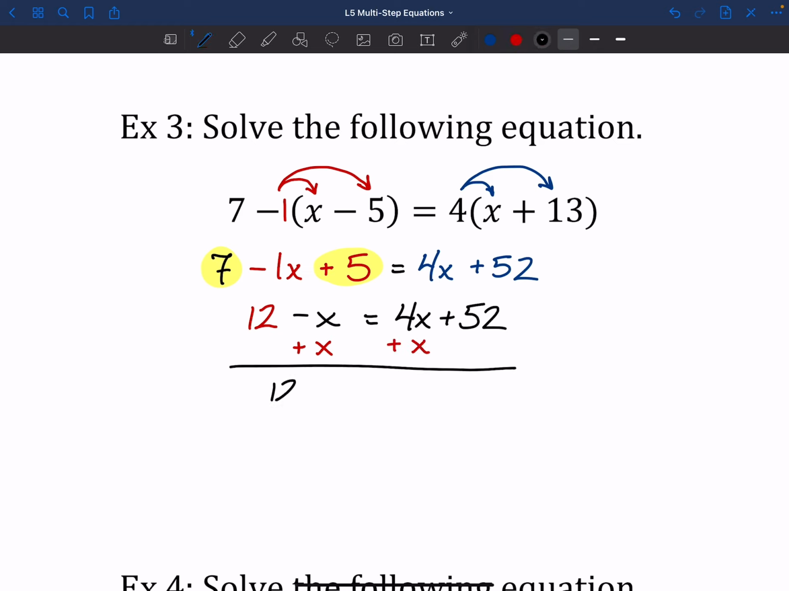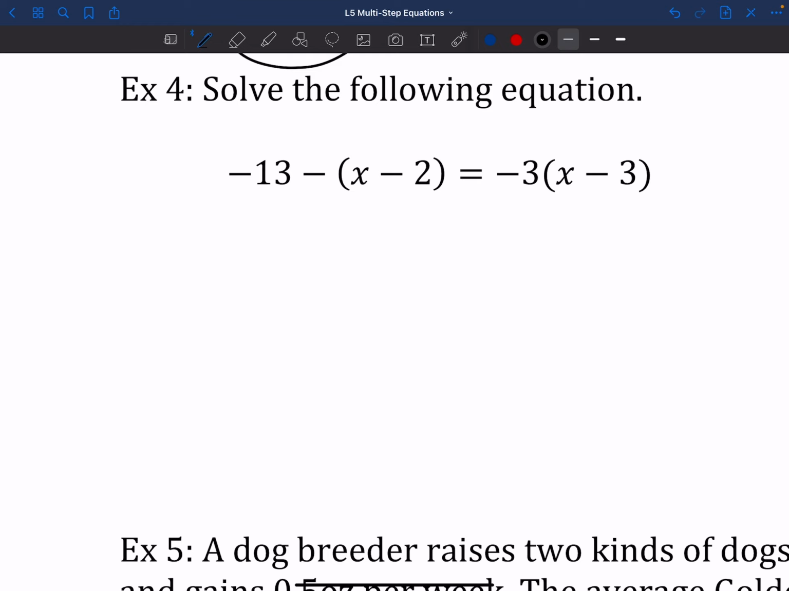Try this one out on your own, right? Pause here, give it a shot, see how it goes, and then unpause when you think you got it. So hopefully you did that. I'm going to run through it, right? Pretty similar to the last one.